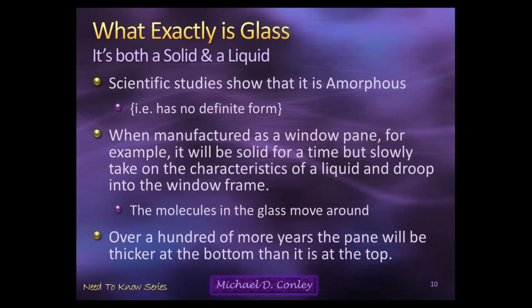Scientific studies show that it is amorphous. In other words, it has no definite form. When manufactured as a window pane, for example, it will be solid for a time, but slowly take on the characteristics of a liquid and droop into the window frame. The molecules in glass are moving around, they're not solid. I know it's hard to imagine, but that's the characteristics of glass. Over 100 or more years, the pane will be thicker at the bottom than it is at the top because it's being acted on by gravity.